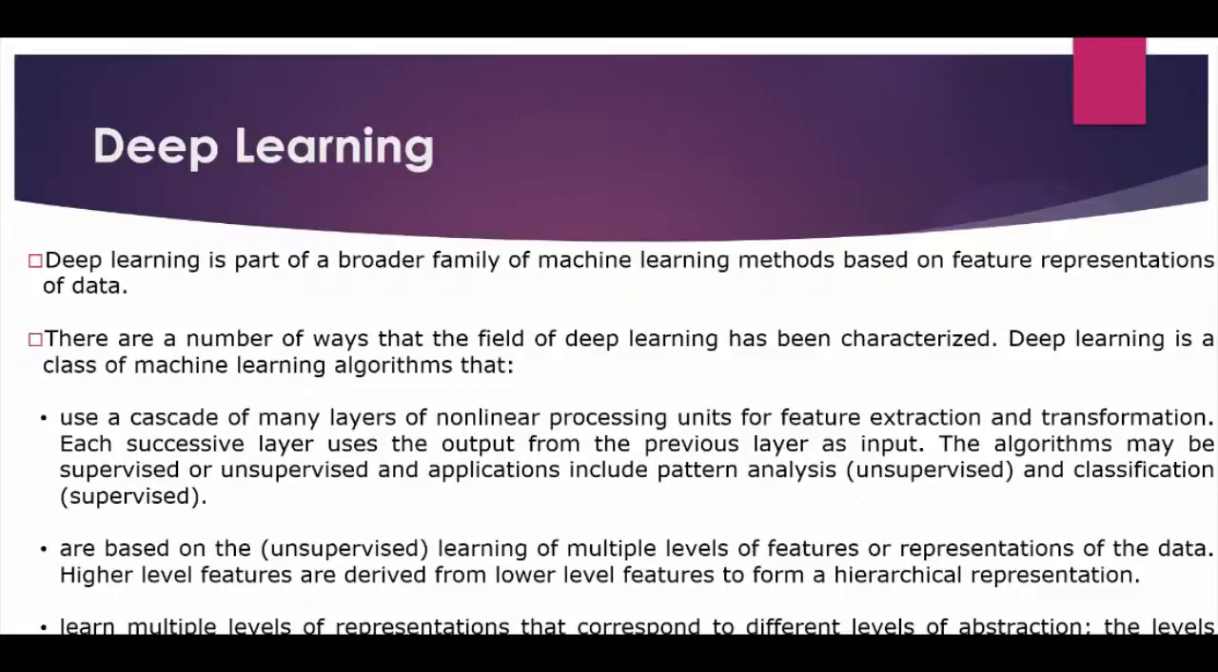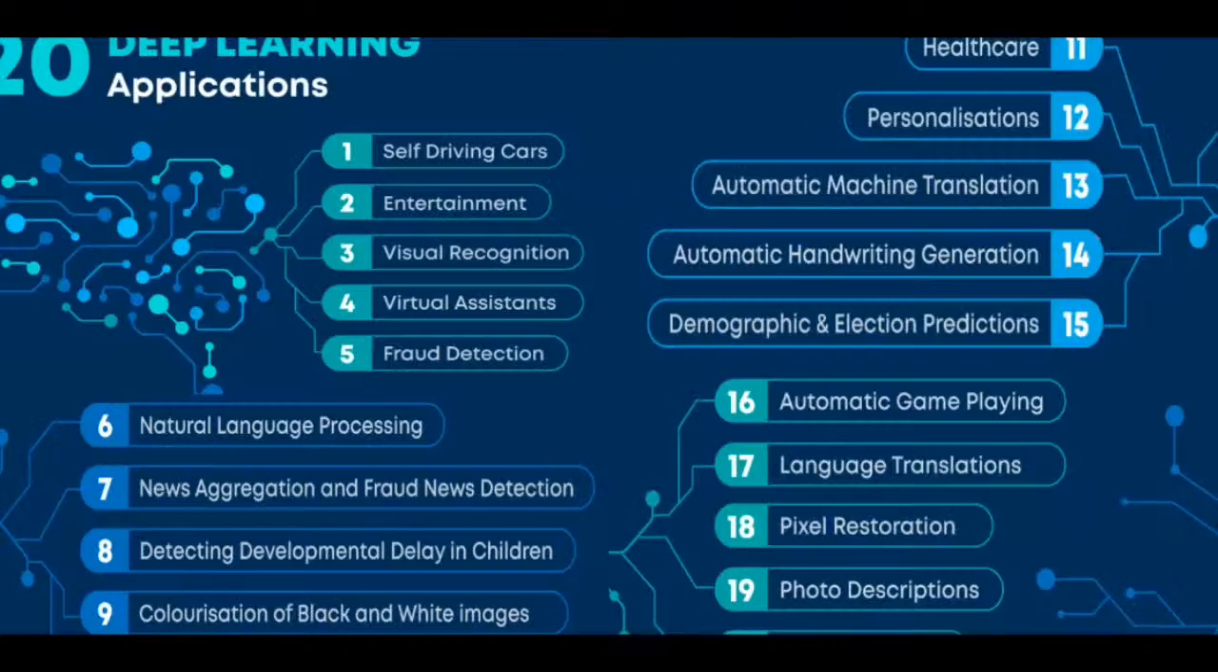We'll see. If you Google what are deep learning applications in 2021, you'll find this image: self-driving cars, entertainment, visual recognition, virtual assistant, fraud detection, natural language processing, news aggregation, fake news, pixel restoration, photo description, colorization of movie, black and white images.